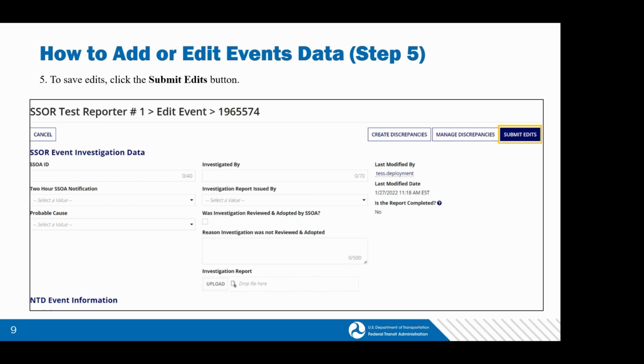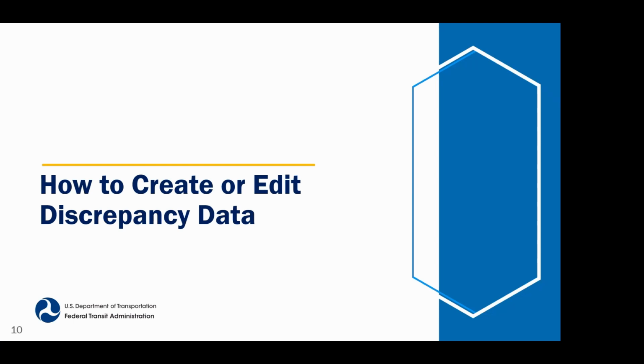Step 5. To save edits, click the Submit Edits button. You can see the Submit Edits button in the top right-hand corner of your screen on the SSOR Event Investigation Data page. Now let's discuss how to create or edit discrepancy data.